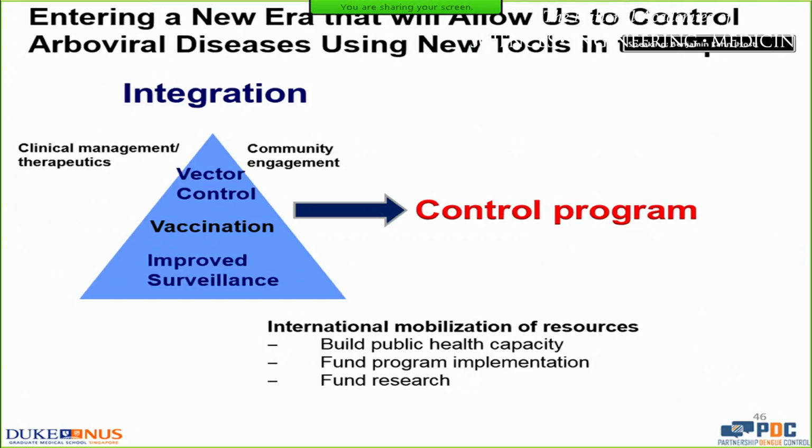So we're entering a new era that should allow us some new opportunities to use a variety of different tools that are moving through the pipeline for controlling these vectors. But critical to this program will be community engagement, the coordination with product testing like vaccines and therapeutics, and combinations with vector control could be very important. And then the international mobilization of resources is also going to be key in these efforts.